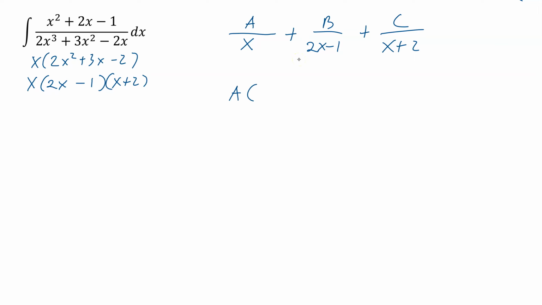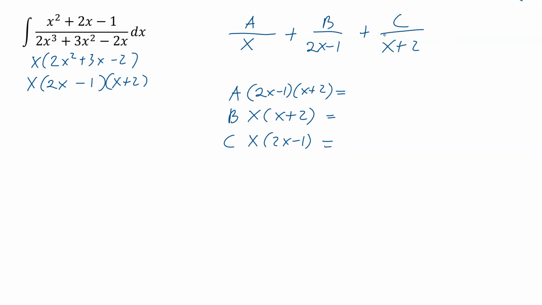A has to be multiplied by 2x minus 1 and x plus 2, because those are the two denominators that it would need, top and bottom. Our B needs to be multiplied by x and x plus 2, because those are the two that it's missing. And then the C is missing the x and the 2x minus 1. So now we just have to multiply these out.